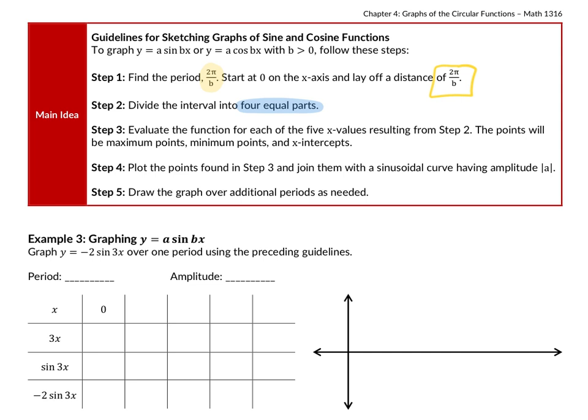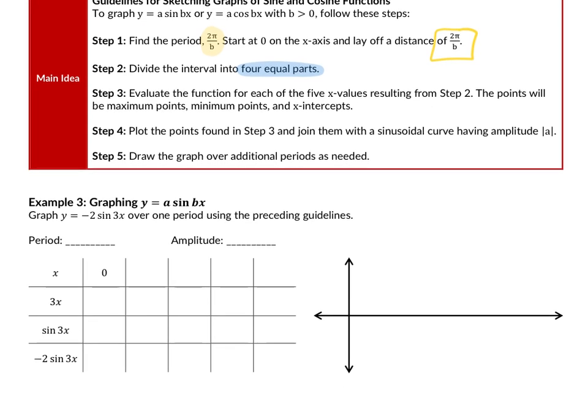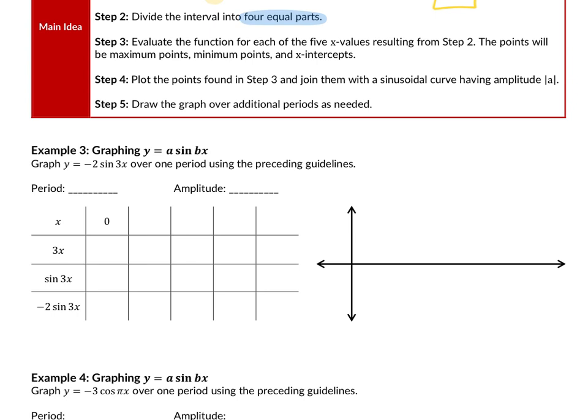You're going to evaluate the function for the 5 x values, so 0 and your 4 equal parts in step 2. These points will be the maximum, the minimum, and the x-intercepts, or your middles. Then you're going to plot the points found in step 3 and join them with a curve having the correct amplitude, and voila, we have graphed the function. Let me walk you through a couple, and again, I'm going to walk you through filling out this table, which is the guidelines that the book sets out. I really like them. If you know of another way to graph trig functions that makes sense for you, I'm cool with you using it as well.